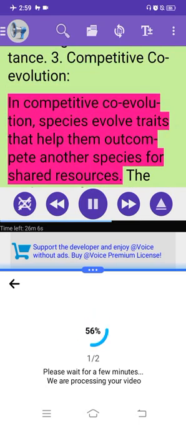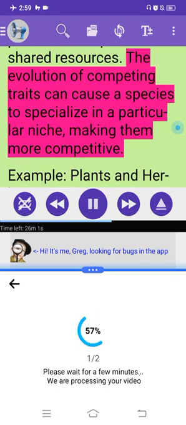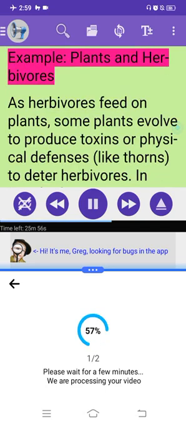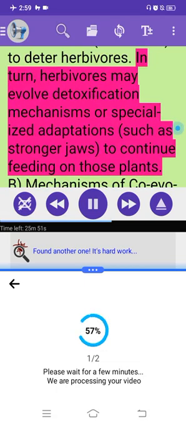3. Competitive coevolution. In competitive coevolution, species evolve traits that help them outcompete another species for shared resources. The evolution of competing traits can cause a species to specialize in a particular niche, making them more competitive. Example, plants and herbivores. As herbivores feed on plants, some plants evolve to produce toxins or physical defenses, like thorns, to deter herbivores. In turn, herbivores may evolve detoxification mechanisms or specialized adaptations, such as stronger jaws, to continue feeding on those plants.